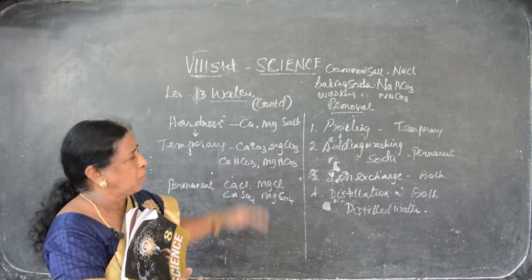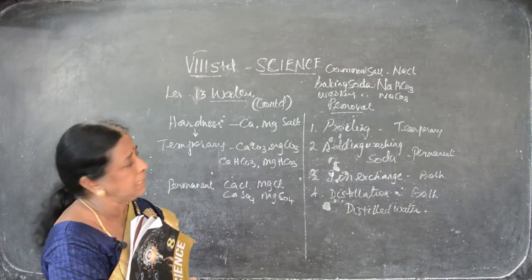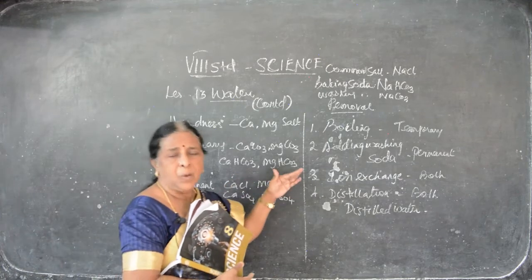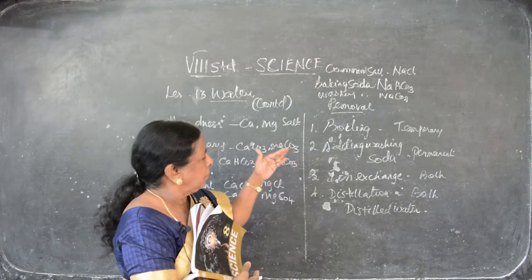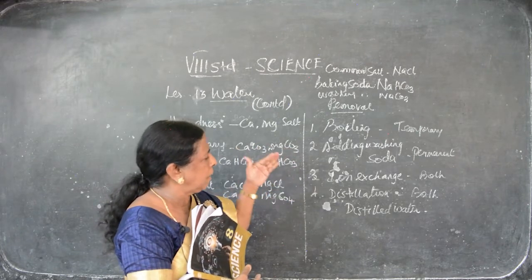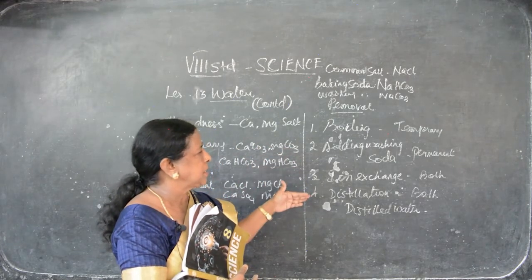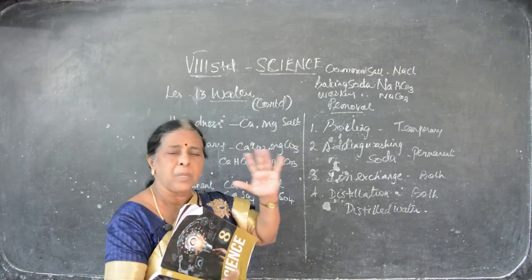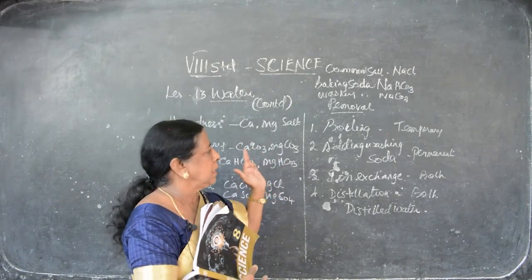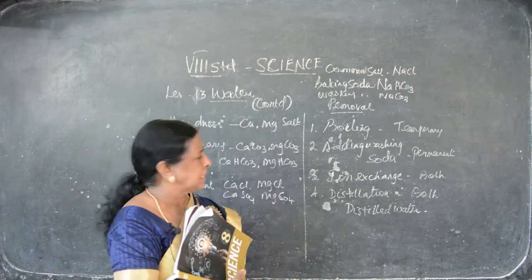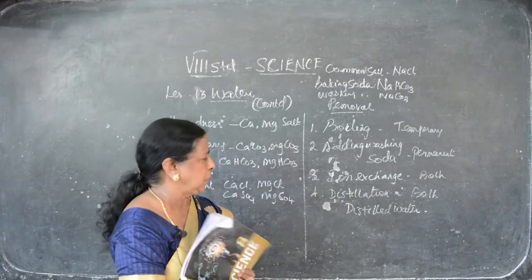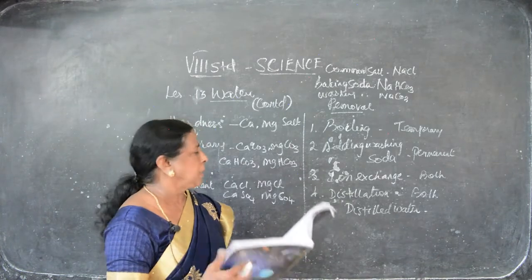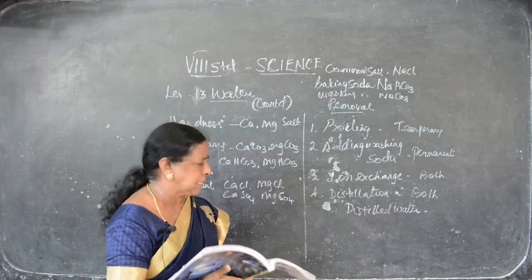Okay. This water is not good for health, so we remove the hardness by boiling, adding washing soda, ion exchange and distillation. Boiling is purely for temporary hardness. Adding washing soda is for permanent hardness. Ion exchange and distillation can be used for both hardnesses. Finally, the purest form of water is distilled water.